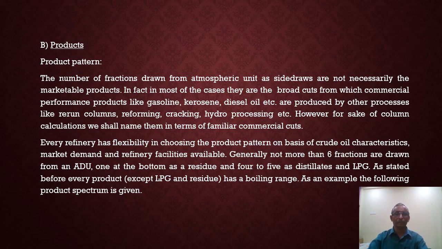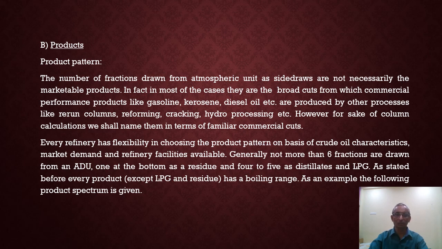Every refinery has flexibility in selecting the product pattern on the basis of crude oil characteristics, market demand and refinery facilities available. Depending on the market, the refinery has to decide which fractions to obtain in the maximum quantity. Generally, not more than 6 fractions are drawn from an ADU, one at the bottom as residue, and 4 to 5 as distillate and LPG. As stated before, every product except LPG and residue has a boiling range. As an example, the following product spectrum is given.